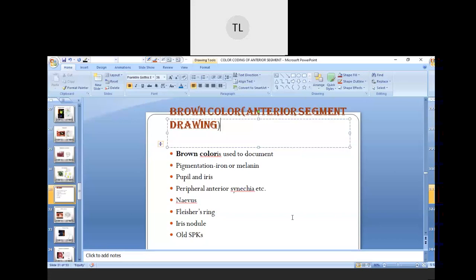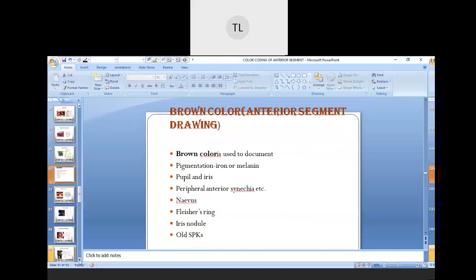Okay. What is the full form of SPK? Superficial punctate keratitis. Okay, very good. It's superficial punctate keratitis. Okay. So let's move toward each disease one by one.